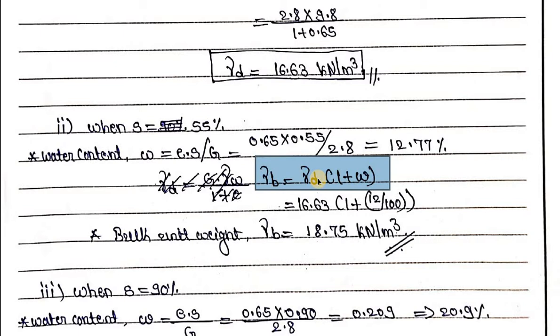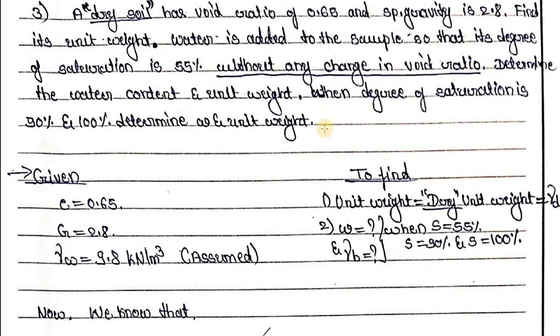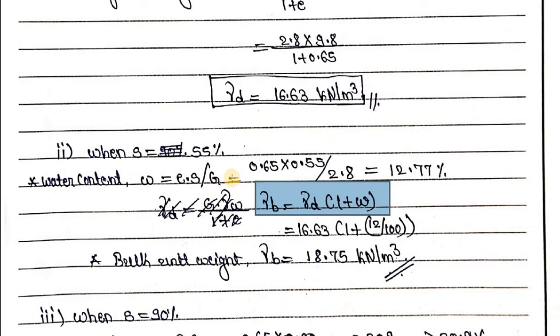To use this formula, I need to find out water content. So how to find out water content? I have a basic relation between E, S and G. So E they have given, they specifically mentioned that without any change in void ratio. So for all these cases I need to consider E is equal to 0.65. If they tell that void ratio is going to change, again I need to calculate void ratio. They have not said it. As the void ratio is remaining the same, I am going to calculate these things further.